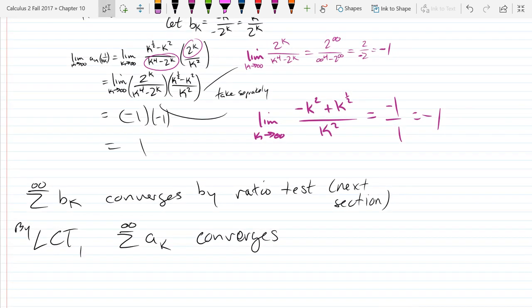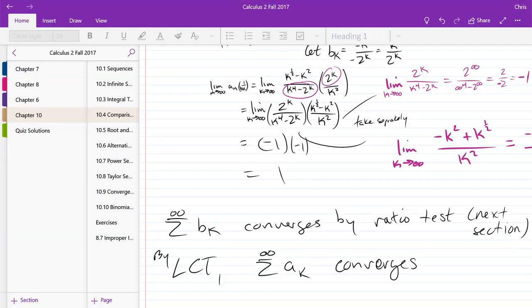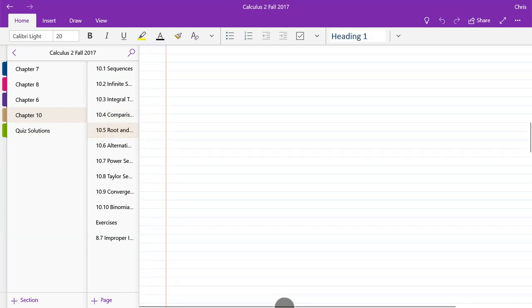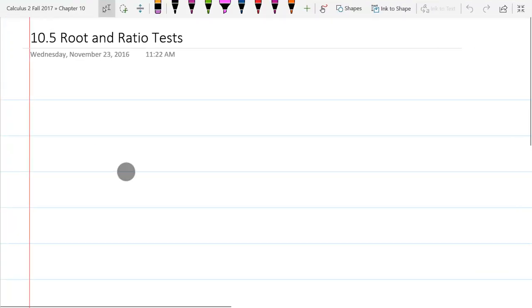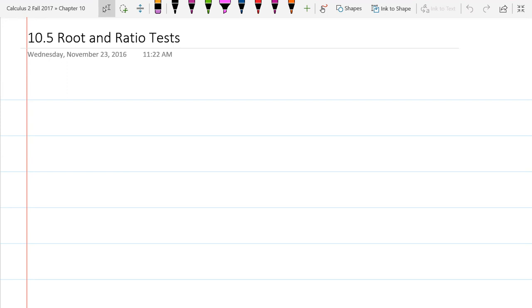So let's jump into the root and ratio test. So root and ratio test, I'm going to write the two tests out. They are very similar, and then we're going to go through 4 examples. So the next section should go pretty quick. That was it for the limit comparison test, yeah. So ratio test is my personal favorite, is the most useful test.